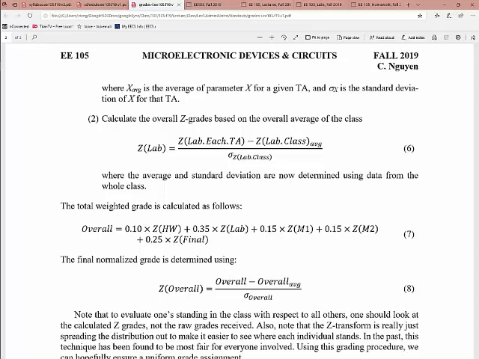Everyone wants this. And so after the midterm, what I do is I show you your z-score, so you know where you stand at that point after the midterm. And I'll do that for every midterm and before the final as well.